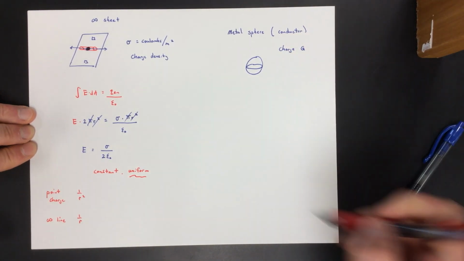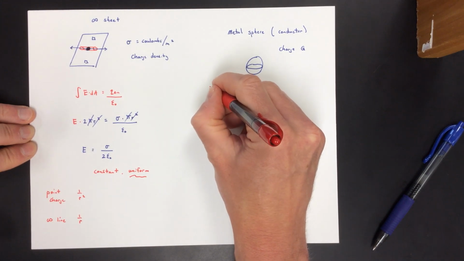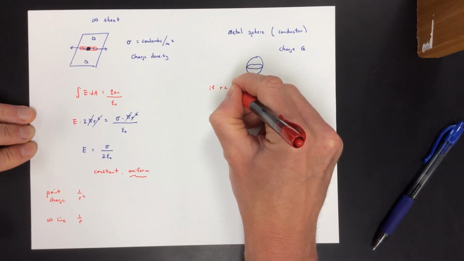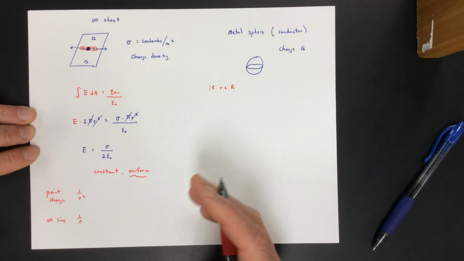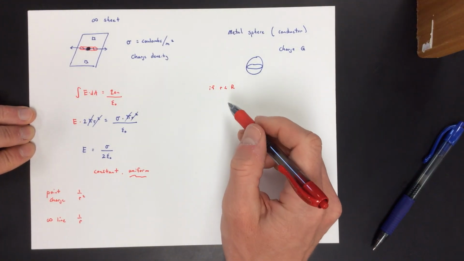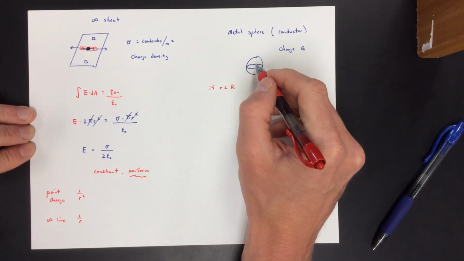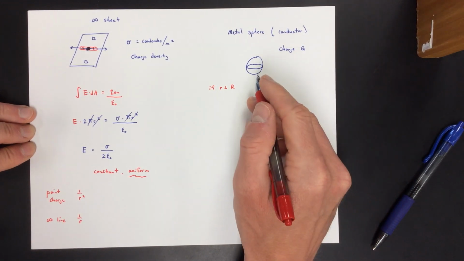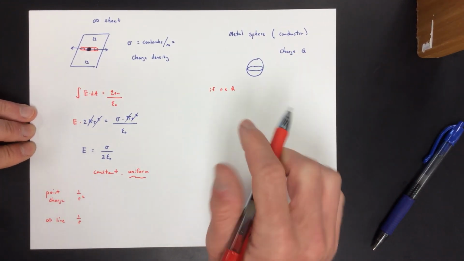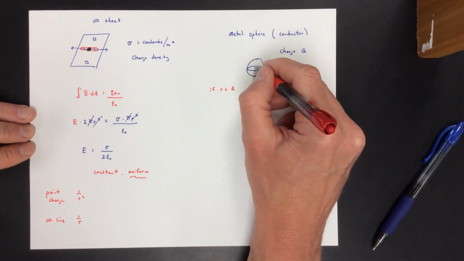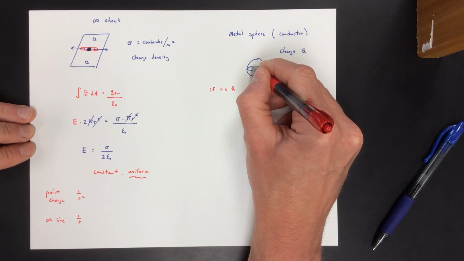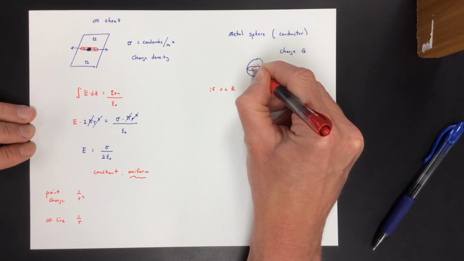Okay, so we're interested in two things. What happens if r is less than capital R? Meaning, what's the electric field inside a metal sphere? And you're like, okay, well, make your Gaussian surface. Hopefully it makes sense that if we have a metal sphere, we're going to use a Gaussian sphere inside. So we're going to put our Gaussian sphere like there.